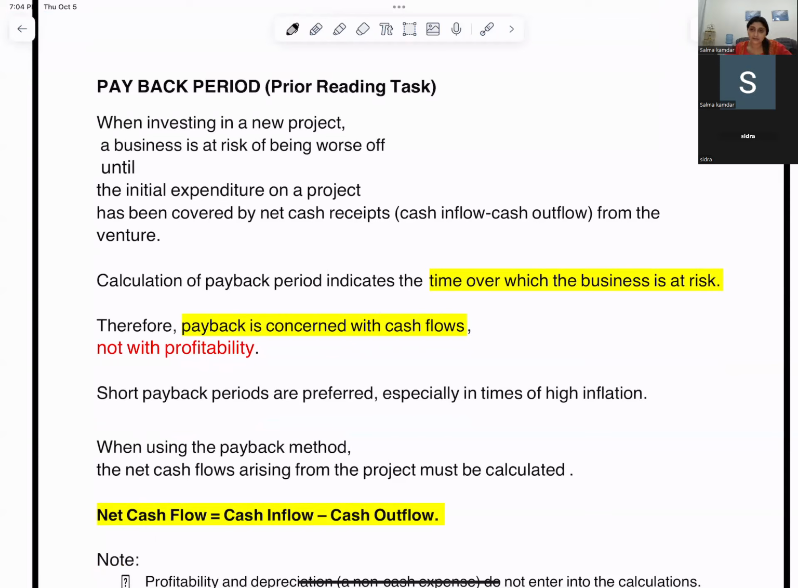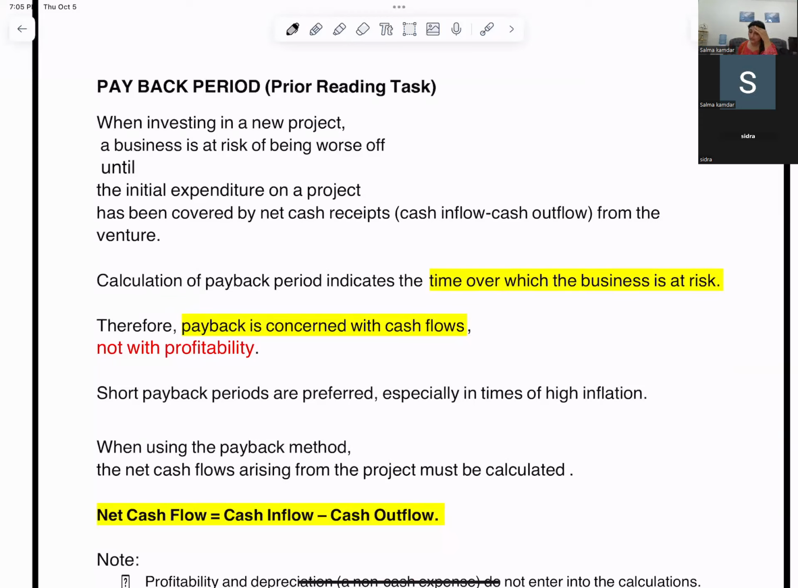They are called investment appraisal techniques. How many investment appraisal techniques do you have basically? Four of them: accounting rate of return, payback period, net present value, and internal rate of return.